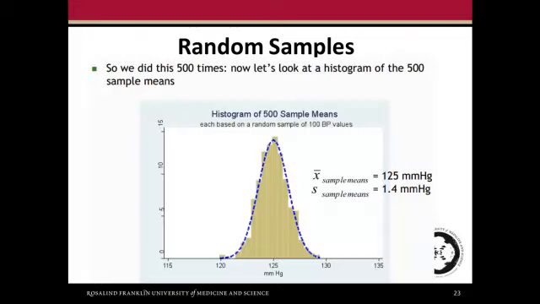And when we look at the overall plot of the sample means, so these are the 500 means of the samples, and each sample had 100 individuals in it. And our mean is 125, which is the same as it was previously. And the standard error is now 1.4. So as we have larger and larger numbers of individuals within a sample, our standard error for the estimate of the overall population mean gets narrower and narrower.